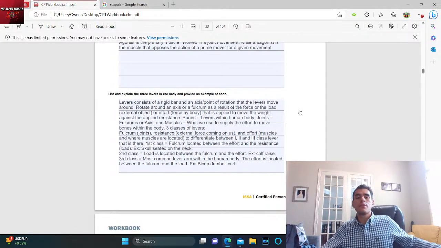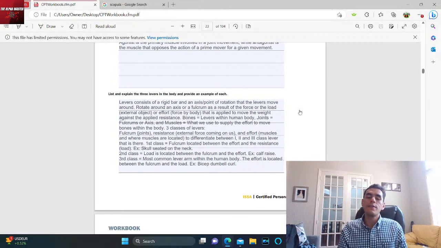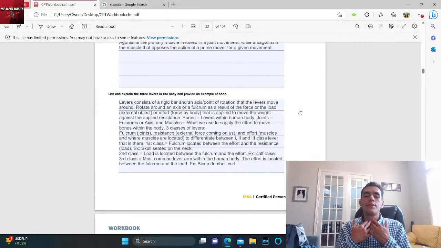The first class lever is going to be the fulcrum located between the effort and the resistance. The fulcrum is the axis or point of rotation, or the joint, located between the effort, or the muscle, and the resistance, which is going to be the load. An example is the skull seated on the neck.